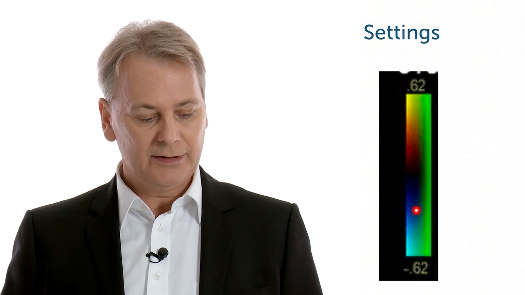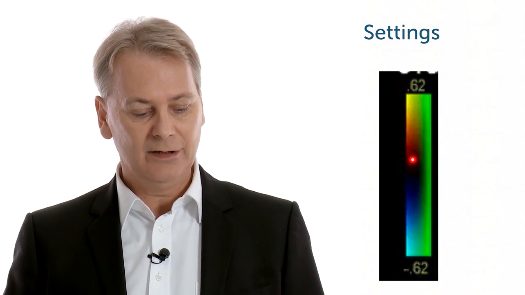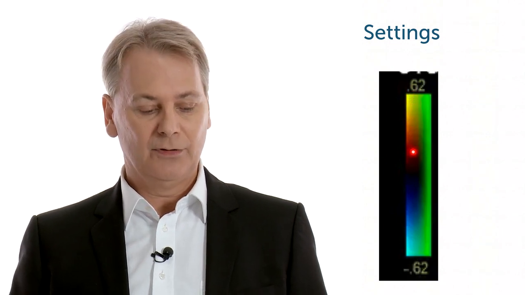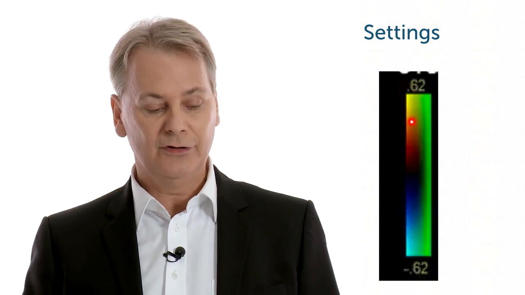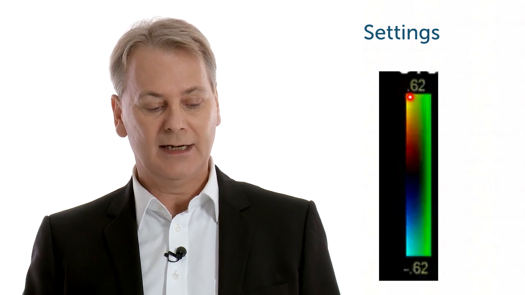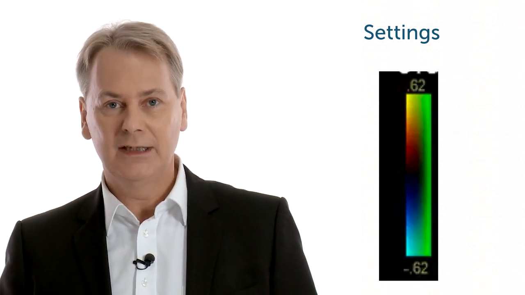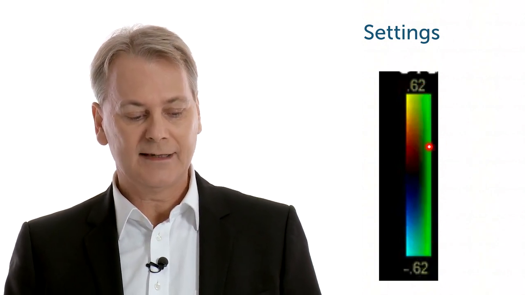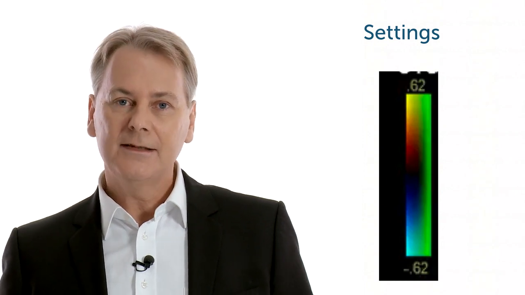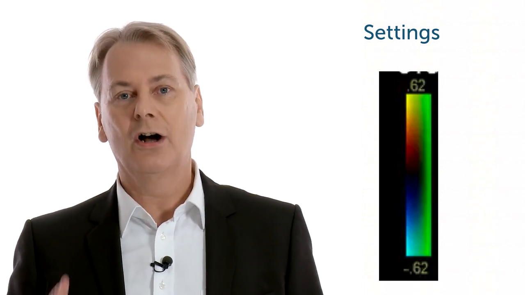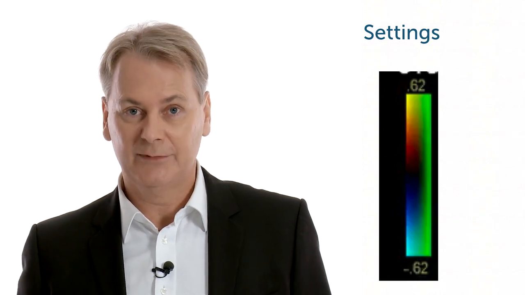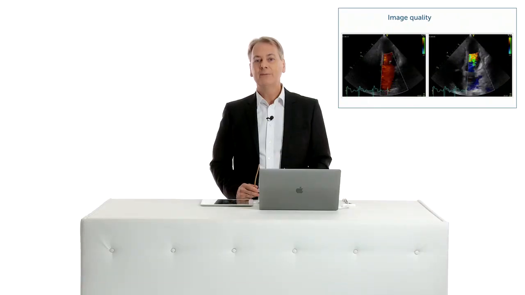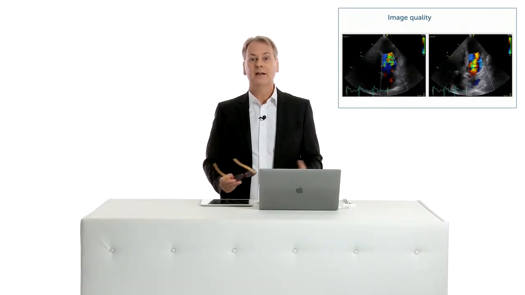The other important part is the color scale here, which shows you how different velocities are actually displayed. For example, red would be, of course, towards the transducer, and if it turns yellow, the velocity will get higher. And in some machines, you can even set the velocity so that you have turbulence flow marked as, in this case, a greenish color. This is very important because, as you will see, the color will look very different on various machines.